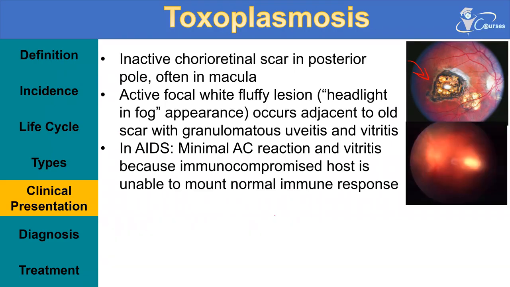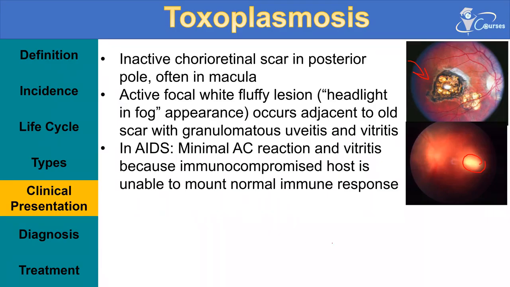In an active lesion, it presents as a focal, whitish, fluffy lesion, which is sometimes referred to as a headlight in the fog appearance. You see, this is the vitritis. You can see the posterior segment details are hazy. This is because of vitritis. And in this vitritis, there is an active whitish lesion. This whitish lesion appears very bright in the surrounding vitritis, giving the appearance of a headlight in the fog. This patient will be associated with granulomatous uveitis and vitritis.